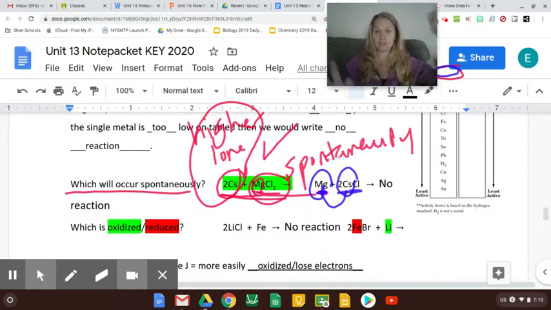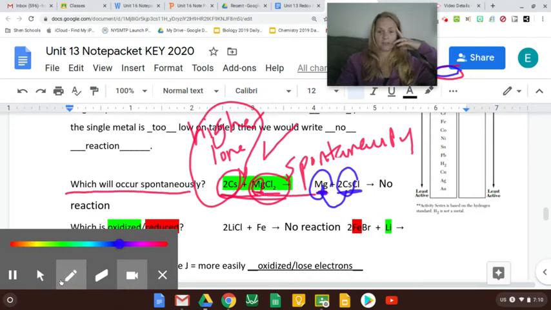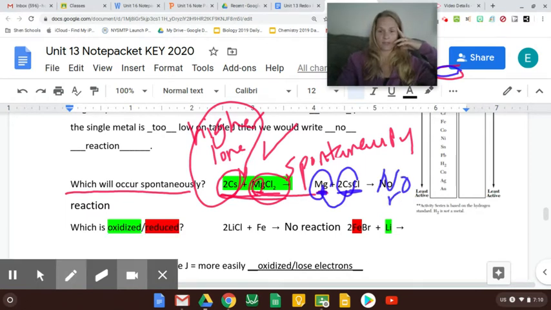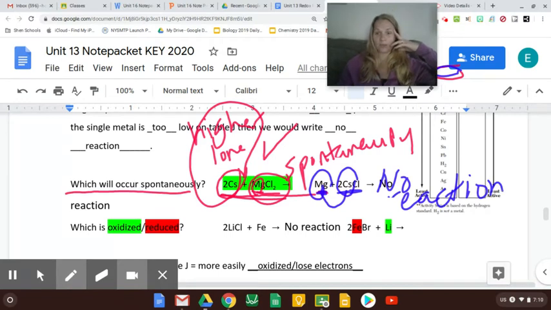I keep saying stronger, but it's really just not as reactive. So what we would write for this is no, just like it says, but I think this got cut off. No reaction. That reaction would not happen.